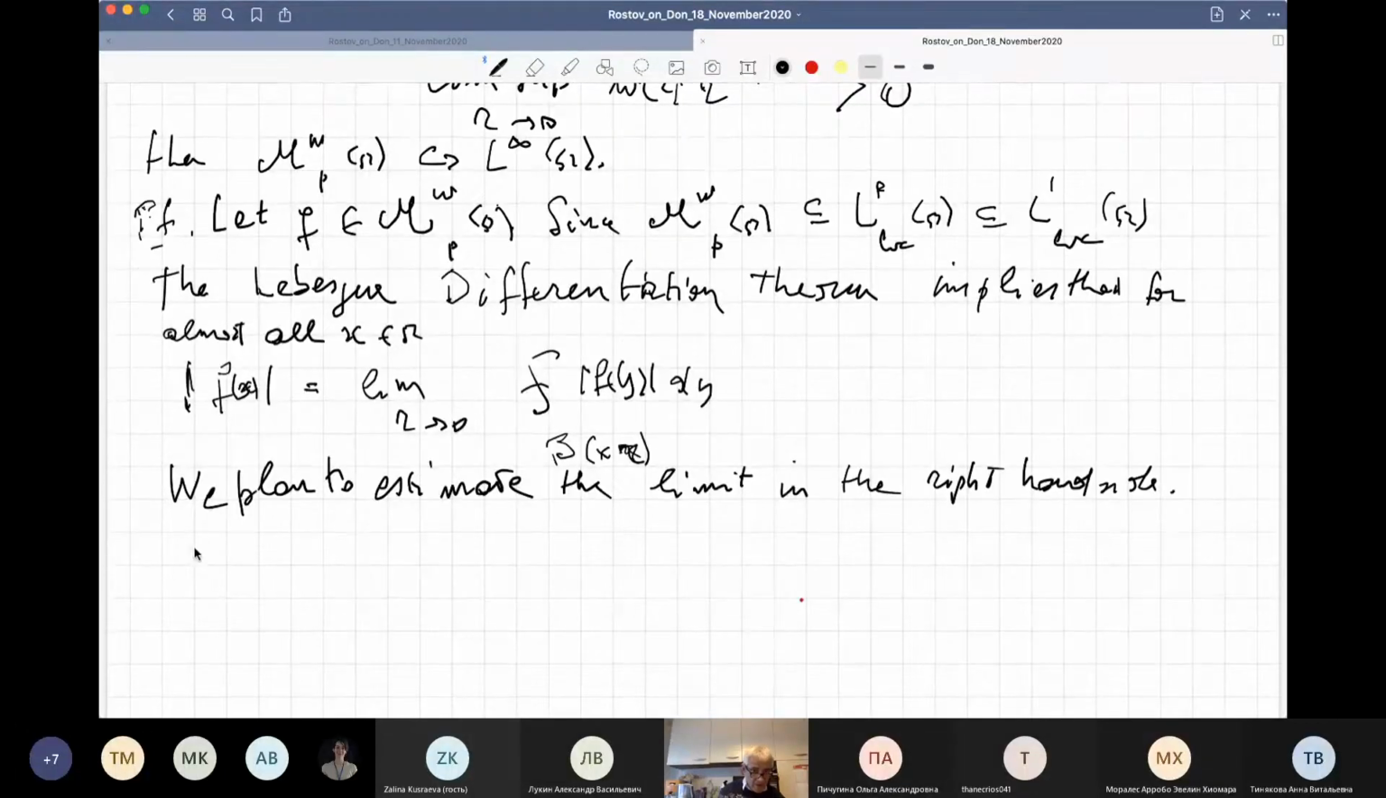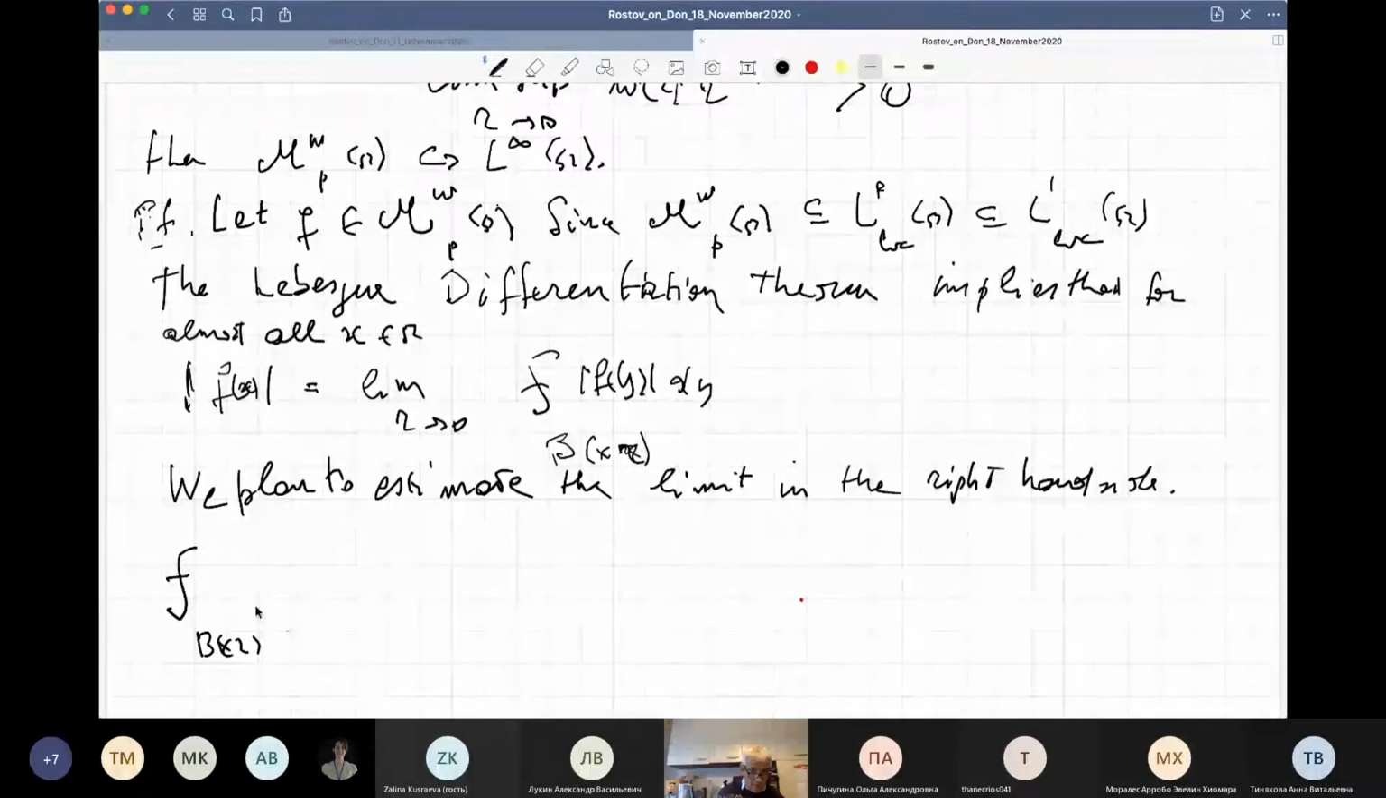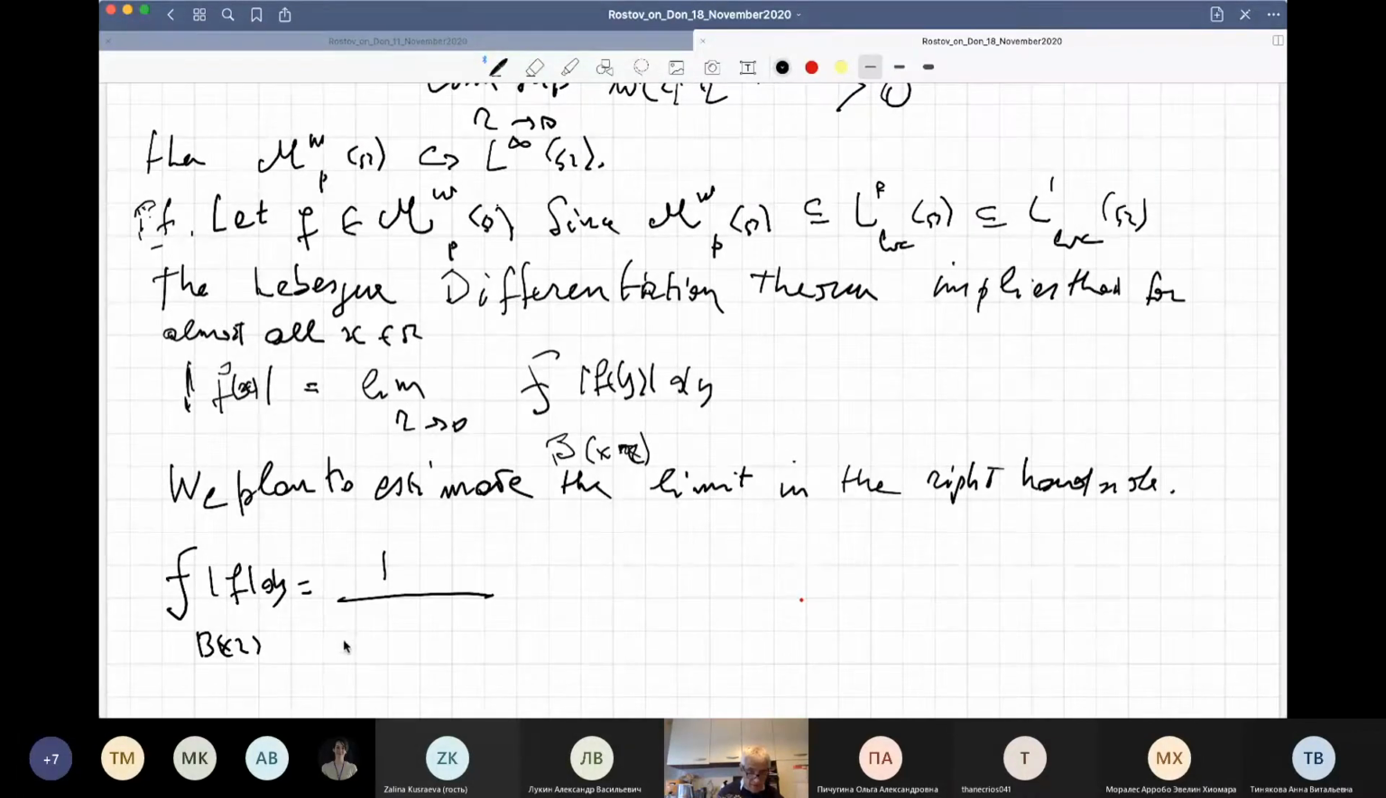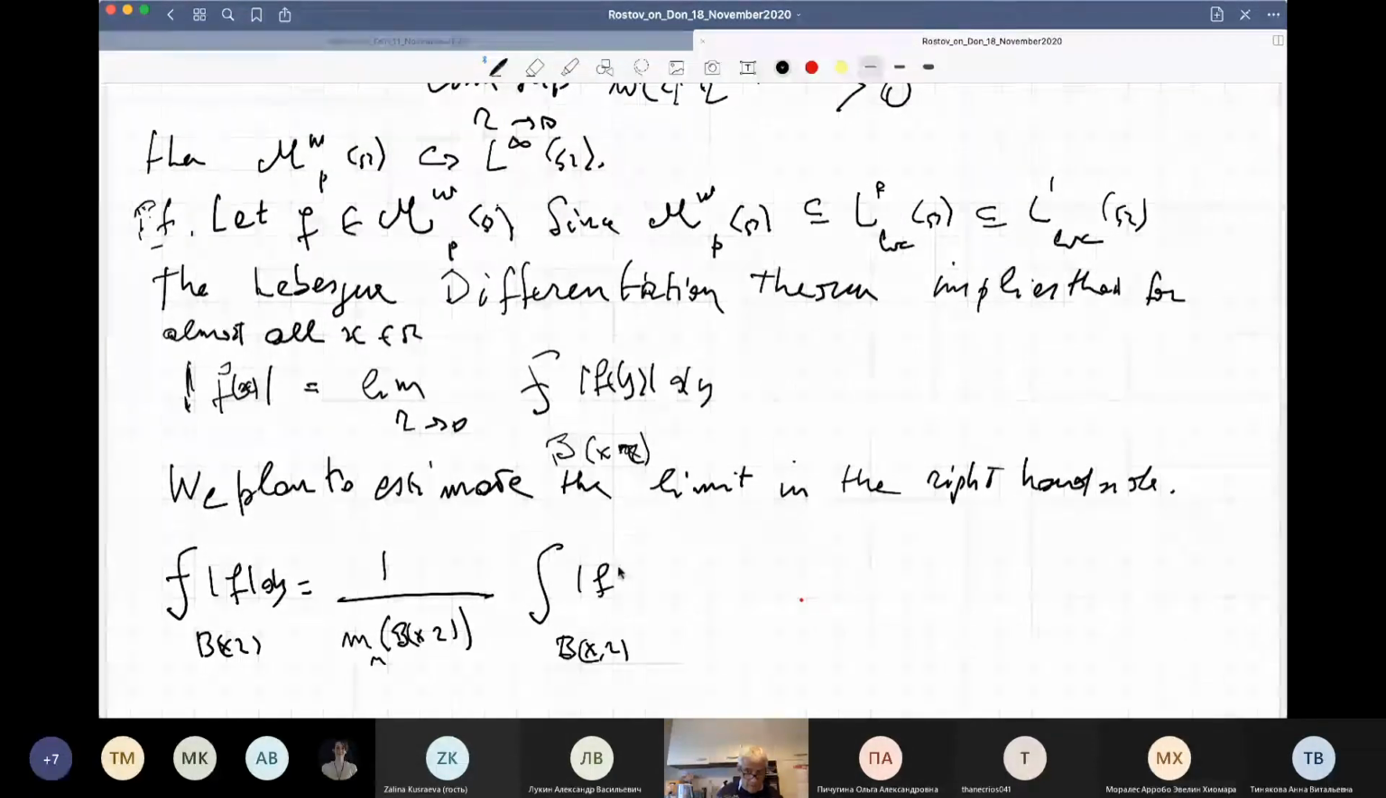Then let's see what it is. The integral on B(x,r) of modulus of f dy is 1 divided by the measure of B(x,r), where I use m for the n-dimensional Lebesgue measure, times the integral on B(x,r) of f dy.